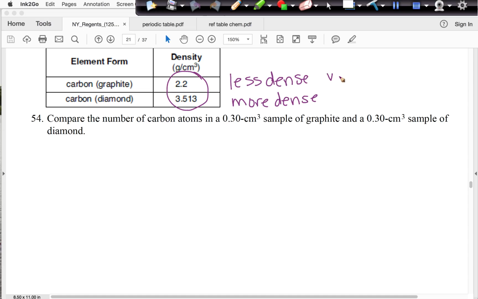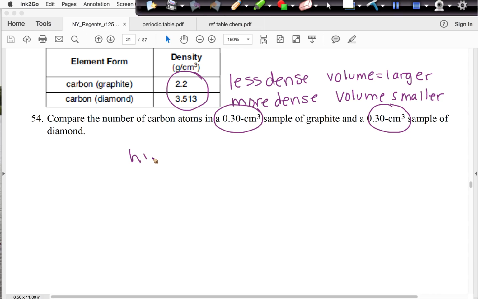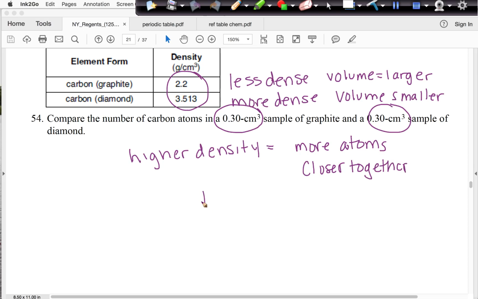If it's less dense, the volume is larger. If it's more dense, the volume is smaller. So if we're taking the same volume, the one that has a higher density has more atoms because they're closer together. So diamond has more atoms in the sample.